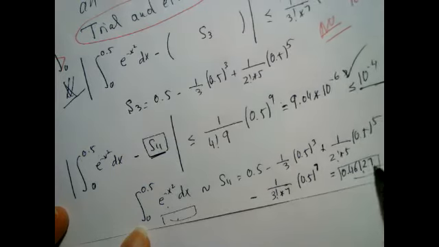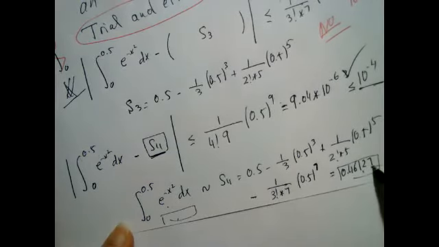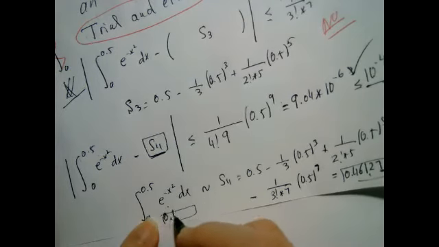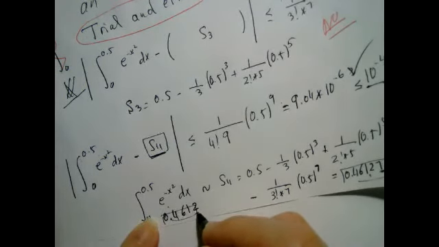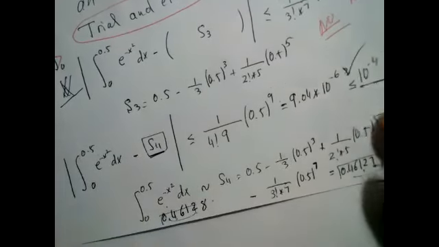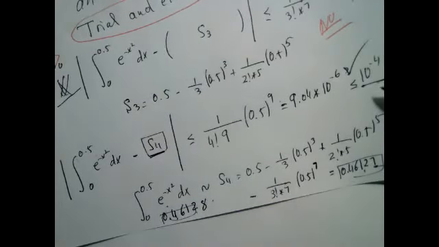0.4612, and the change should happen at the 4th decimal place. It's 0.46128. Up to 4 decimal places they should be the same. Yep, they change after that. Absolutely, because we're finding the error within 10 to the minus 4. So we have a very good estimate of the actual value of the integral.